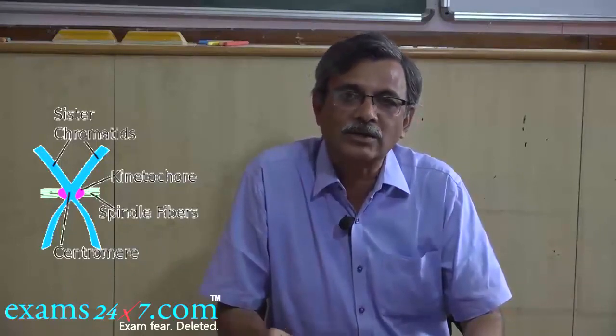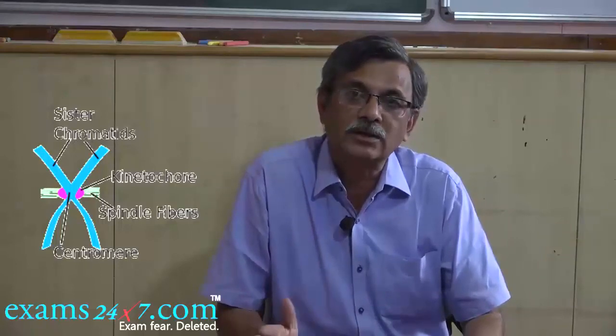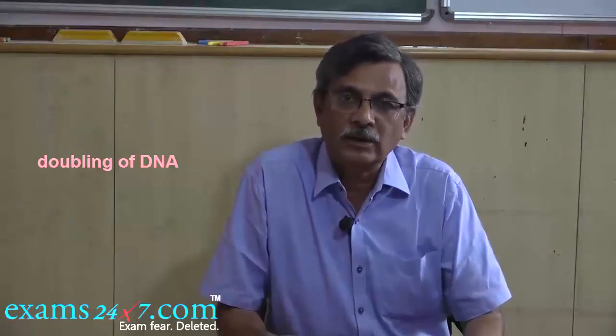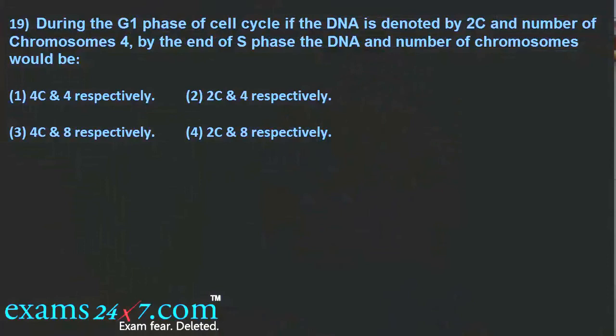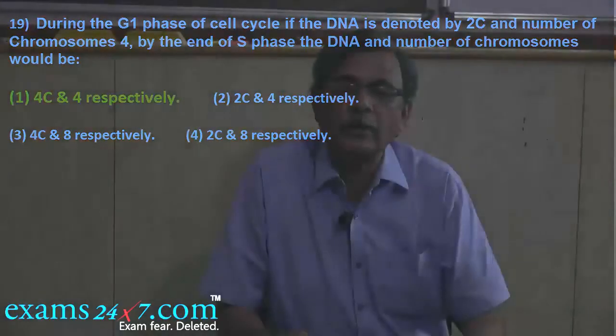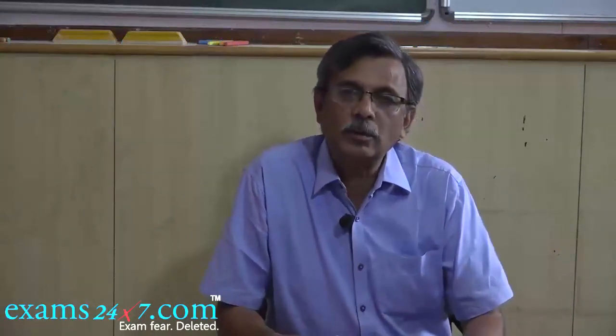Only during mitosis, splitting of the centromere occurs at the beginning of anaphase. Thereby there will be doubling of DNA but not doubling of chromosomes. Chromosome number remains the same. So what is the answer then? When you look into the options, option 1 says 4C and 4. Thereby option 1 is the answer. Now we come to question number 20.